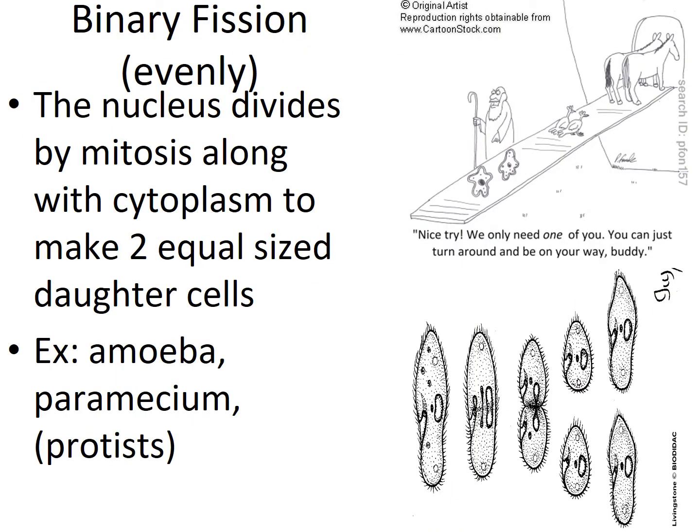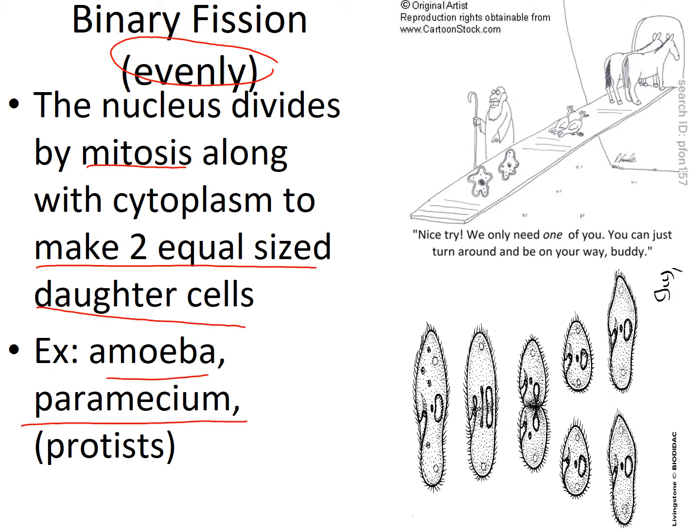First one we're talking about is binary fission. Binary fission does it evenly. So this is when the nucleus divides by mitosis along the cytoplasm and makes two equal sized cells. Our examples are amoeba and paramecium.